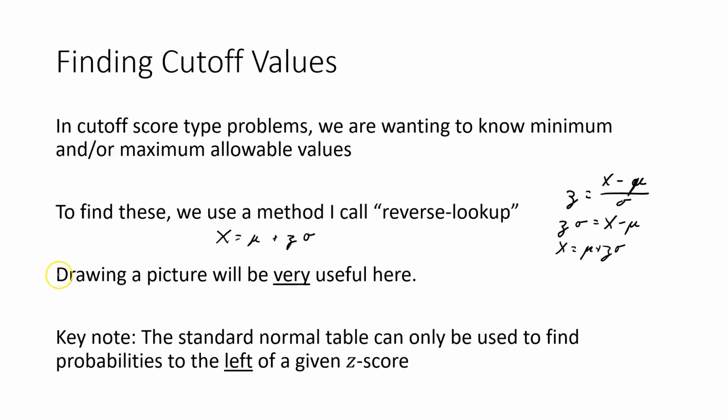Drawing a picture will be extremely useful here, I think even more so than it was in those previous problems. You could probably get away with doing those problems without making the drawing if you're feeling confident. These ones you're going to have an awfully hard time without a picture. And an important note, when we think about interpreting our drawings, that table we've been making heavy use of can only be used to find probabilities to the left. So if we're looking for an area to the right, for example, we need to convert that to an area to the left. All right, with those things out of the way, let's take a look at finding cutoff values.